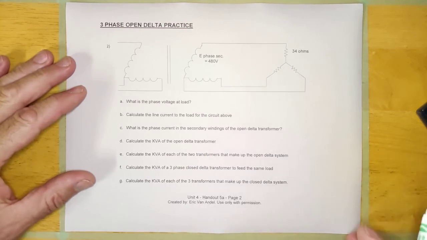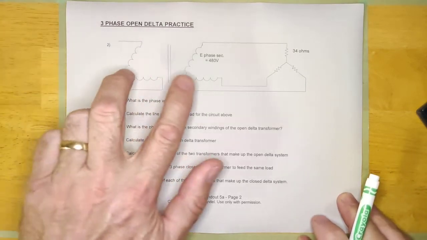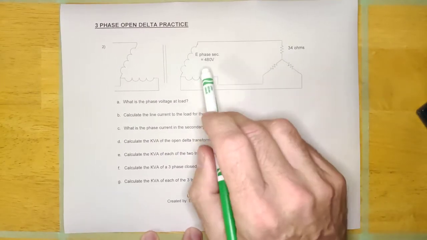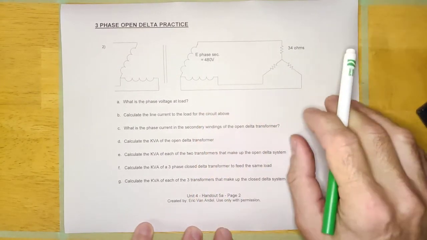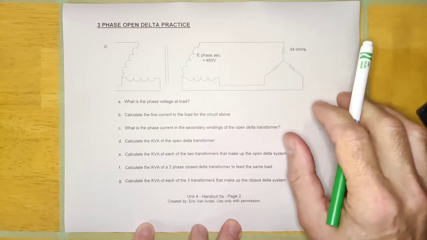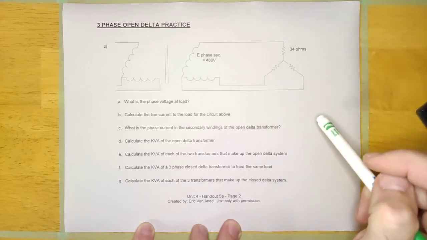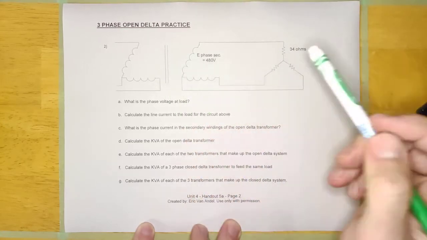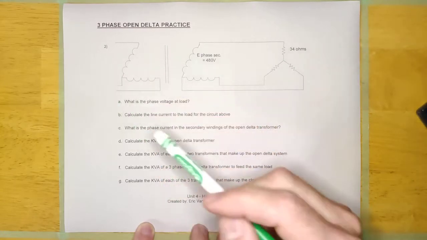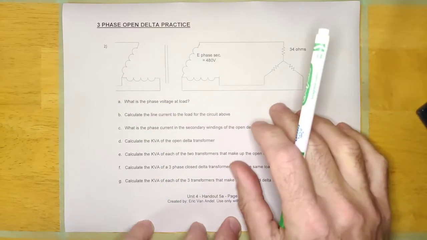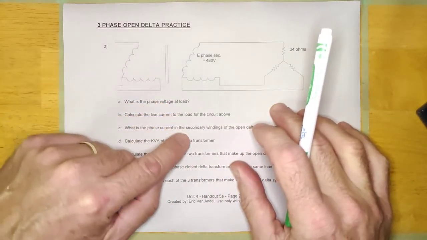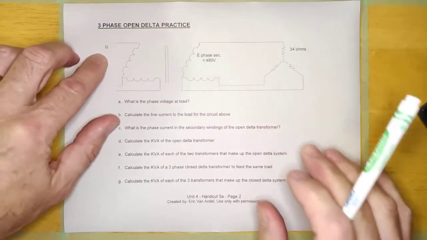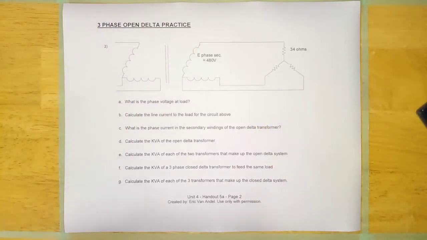This is Unit 4, Handout 5A. It's question number 2. We have an open delta transformer. Looks like it says E-phase secondary is 480 volts. It's got a Y-connected load, and that's fine. Doesn't say anything about the ratio, and it doesn't say anything about the primary, and that's okay. We don't care. We can answer all these questions without knowing anything about the primary. So let's take a look at it real fast here and see what it says.